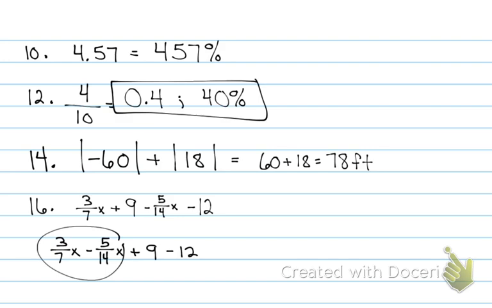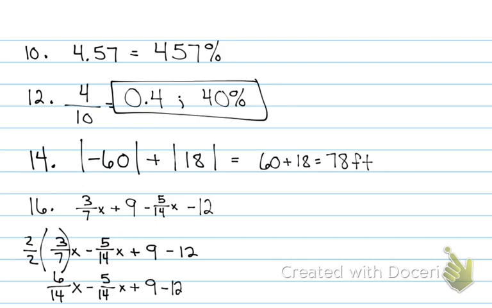So what do I need to do to the first fraction? You need to make it the same denominator. Yes, what would I need to multiply that first fraction by? 2. Which makes it 6/14 minus 5/14 plus 9 minus 12. Now I'm ready to combine like terms. What is 6 minus 5? 1/14x minus 3. Who got that right? Okay, that's awesome, guys. Very well done. So that's 16.